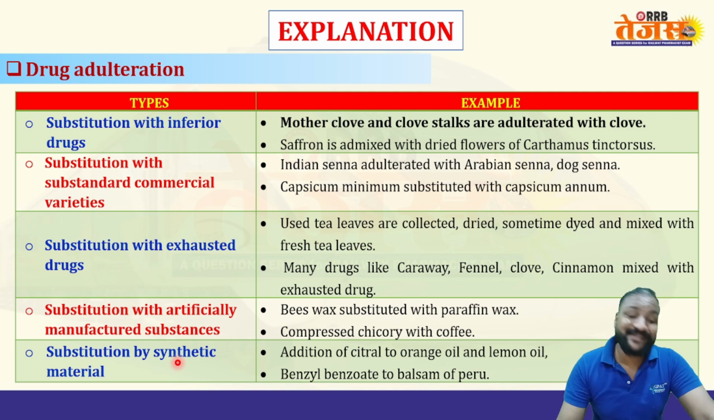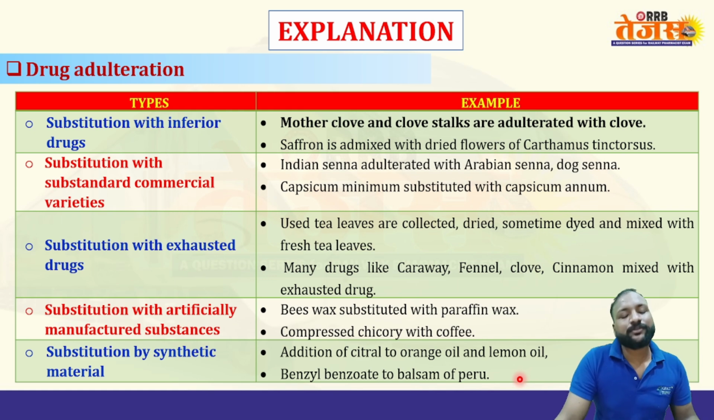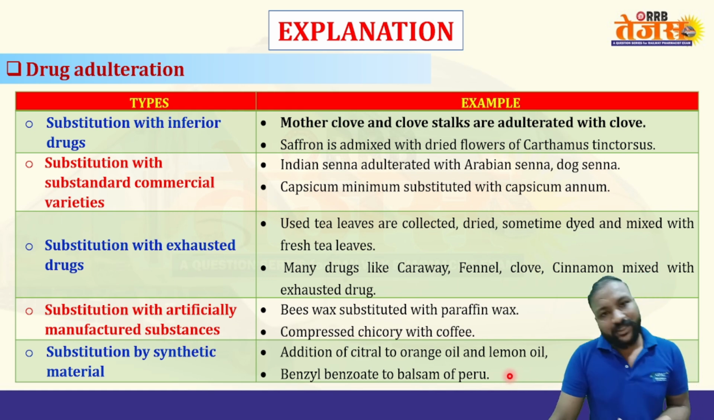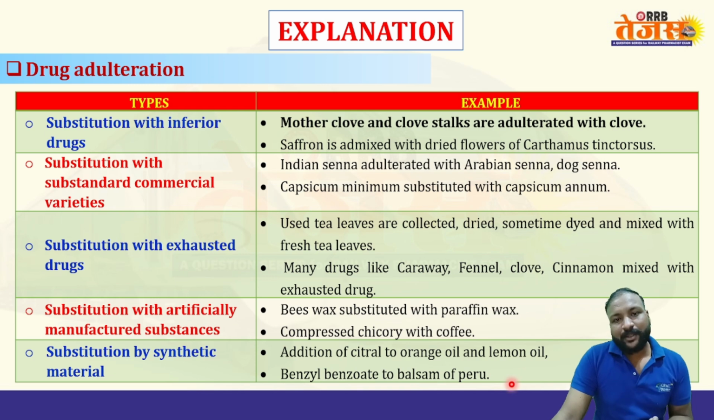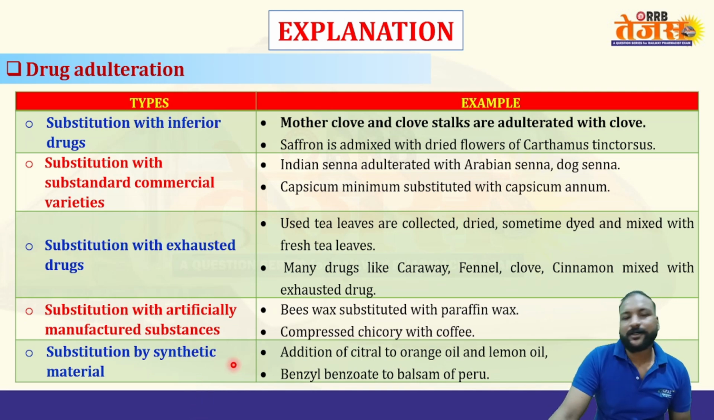And substitution by synthetic material. So addition of citral to the orange oil or lemon oil. Okay, in the market, this is the most common practice, substitution by synthetic material, because in natural drugs, people substitute with synthetic materials. Like if you want to get the citral, you won't get the real citral; instead of that, the lemon oil is substituted in the form of citral. Clear? And the benzyl benzoate to the balsam of Peru. Okay, so these are the different types of adulteration, especially intentional adulteration.